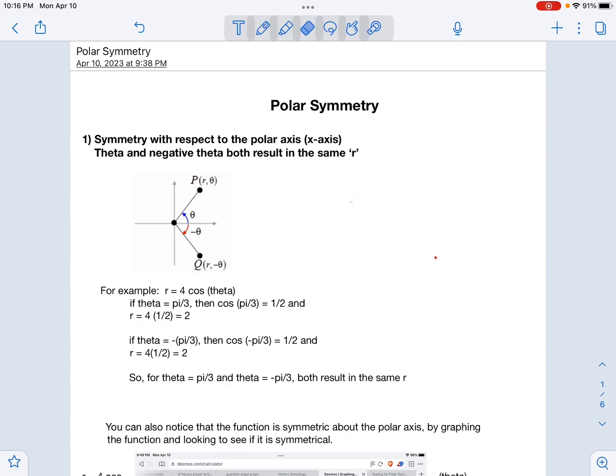For this particular condition, if you look at this graph down here, you can see that it is symmetric with respect to this axis right here. We're looking at polar coordinates. We've got the point up here, which is (r, theta), and the symmetric point down here also has r, but at negative theta. So theta and negative theta both result in the same r.